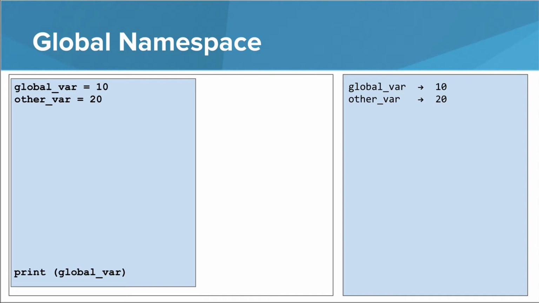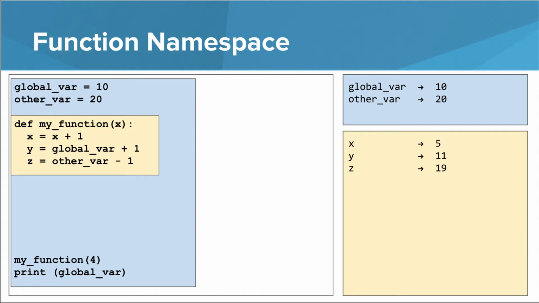Now let's introduce a function. This function has its own namespace. This my_function function has three names in it, x, y, and z. So if we were to call my_function(4), we would get the following values in the function's namespace. x is going to be set to x + 1. Since x is the parameter passed in, which is 4, we now have x mapped to the value of 5. Let's look at y and z.